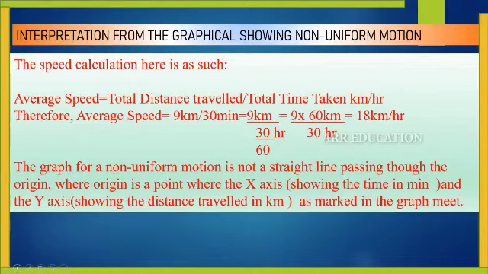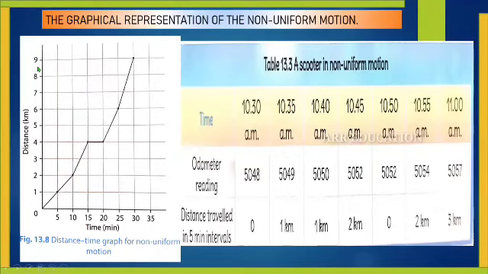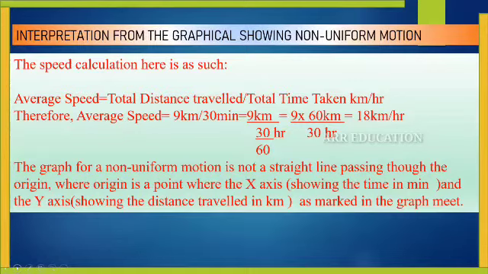The total distance traveled here shows as 9 kilometers, and in time this line again corresponds straight to 30 minutes. So it's 9 kilometers by 30 minutes.